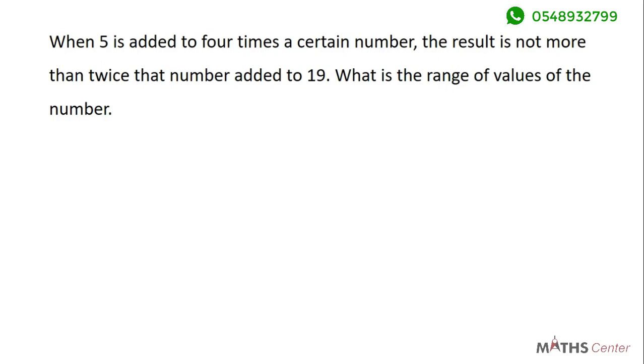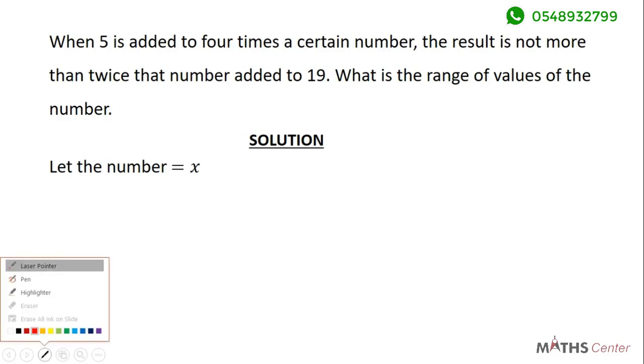The question is talking about a certain number. We don't know the number. So the first thing you need to do is to let a variable represent the number. So we are going to say that let the number be equal to x. We don't know the actual number, but we have represented it by x. Okay, now let's move on and solve the question.